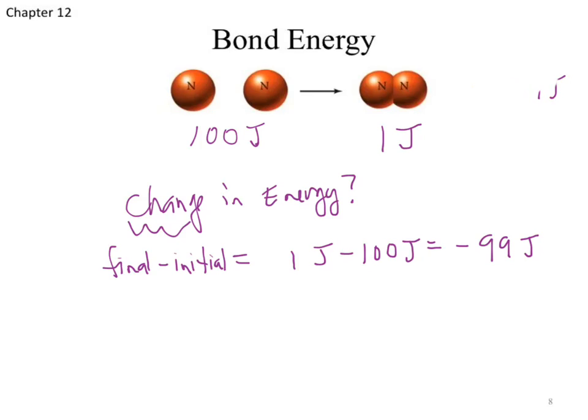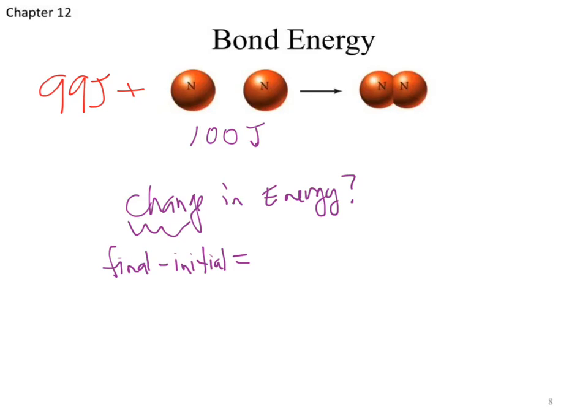Okay, so let's erase all that. So now we say we don't know the energy of our product, but we know that we put in 99 joules of energy. According to conservation of energy, what's the energy of our product? It has to be 199 joules. We have to make sure our energy balances across the reaction. What's our final minus initial? If we look at the whole reaction, our final minus initial will always give us 0.